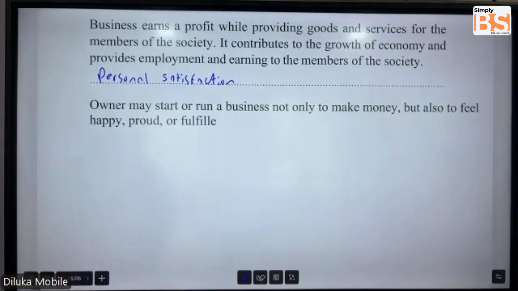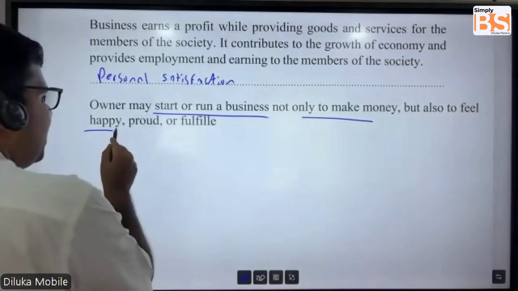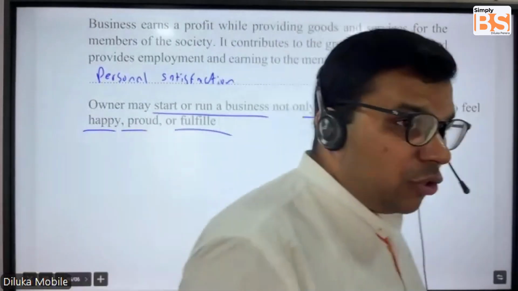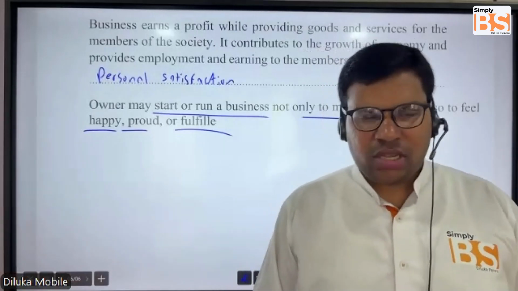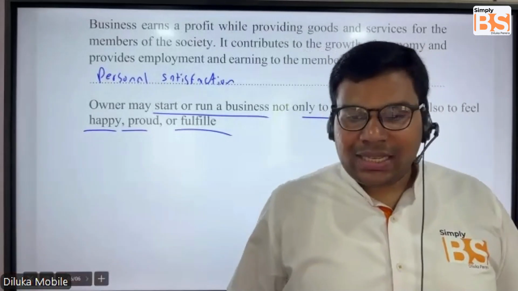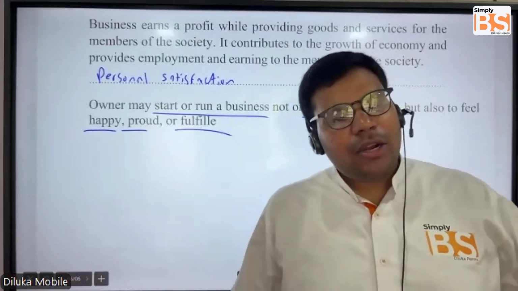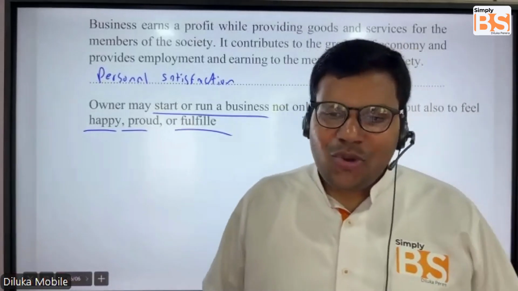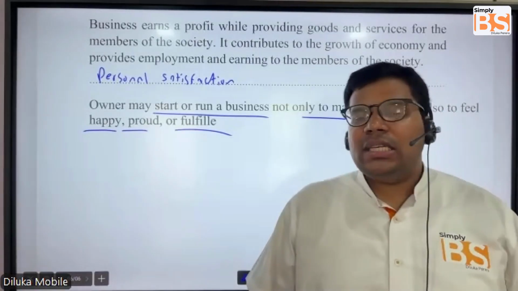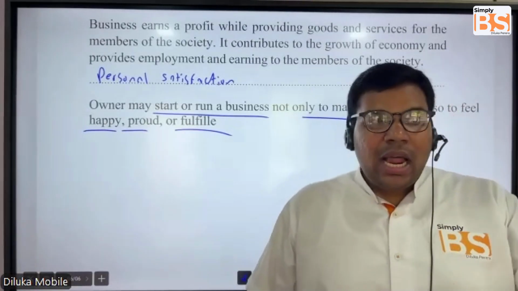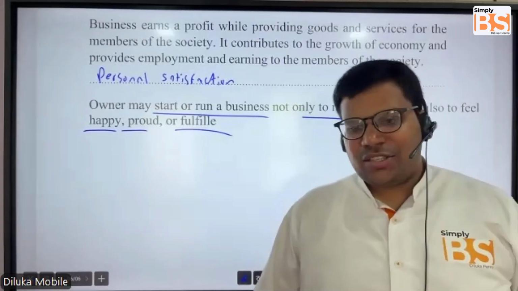Owners may start or run the business not only to make money, but also to feel happy, proud, and fulfilled. Right. So the owner should be proud enough to say, hey, I built this company from scratch. And now this business organization is giving jobs to thousands of people, not only in Sri Lanka, but also in other countries. So by looking at that, you got to be happy. You got to be proud, because it was all because of the decision that you made like 30, 40 years ago to start this business. Personal satisfaction of the owner.